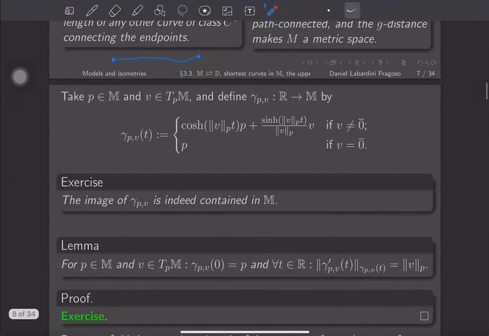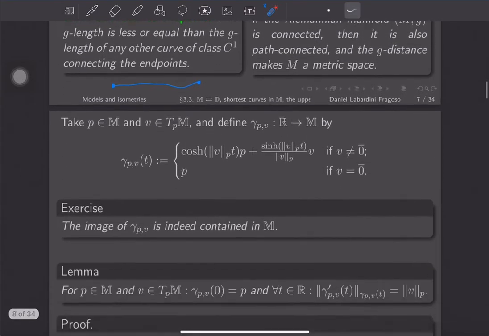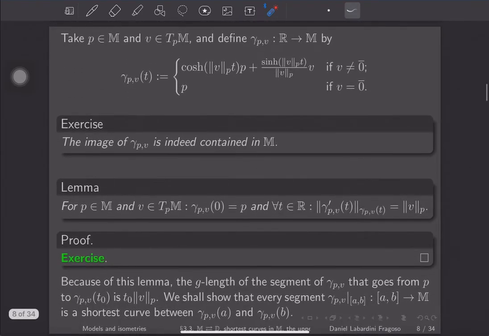Okay. And so now what I'm interested in is in finding some shortest curves in the hyperboloid. And actually, these are my first candidates. So take any point in the hyperboloid and any tangent vector, right? And somehow I think of this tangent vector as giving me like an initial condition, right? I want to find a curve that passes through my point at time 0 with that velocity, with that speed.